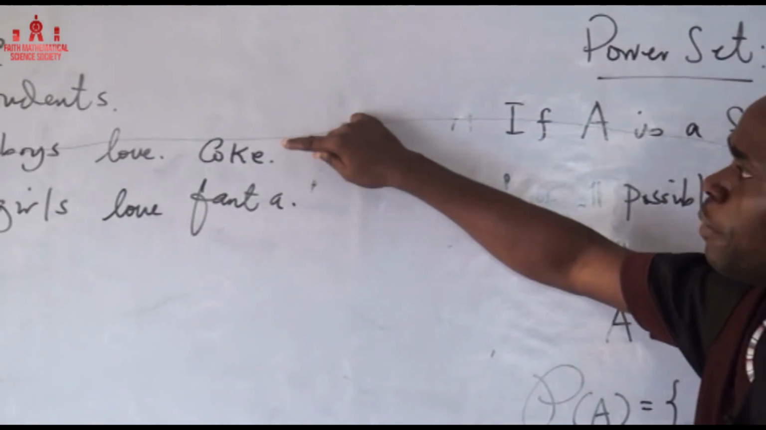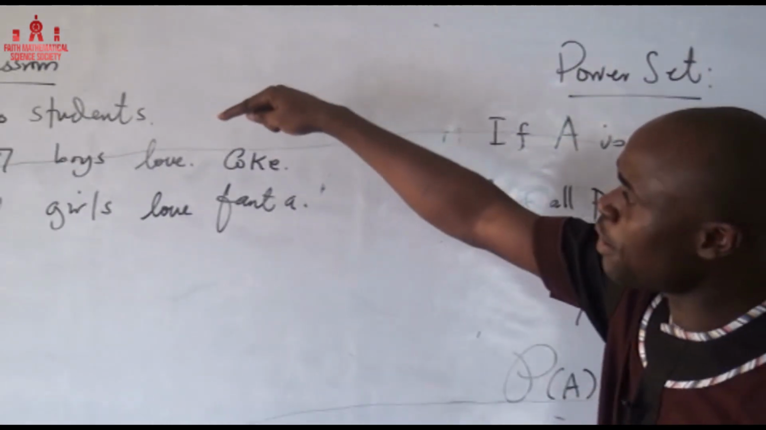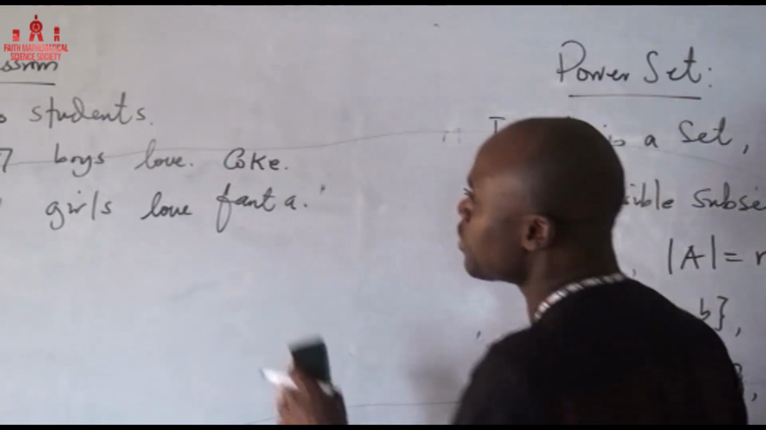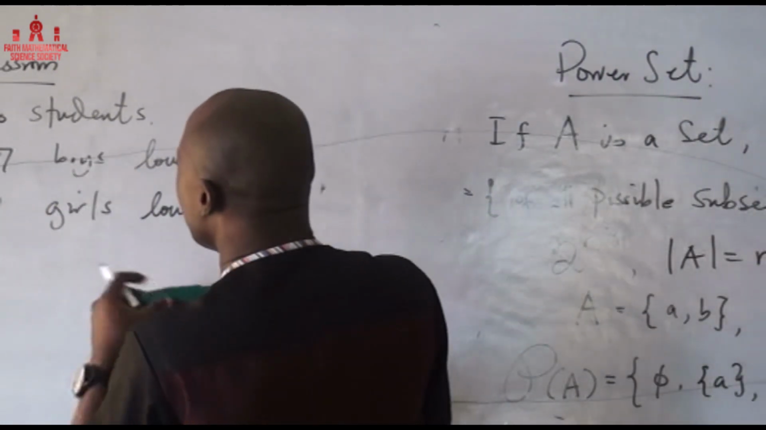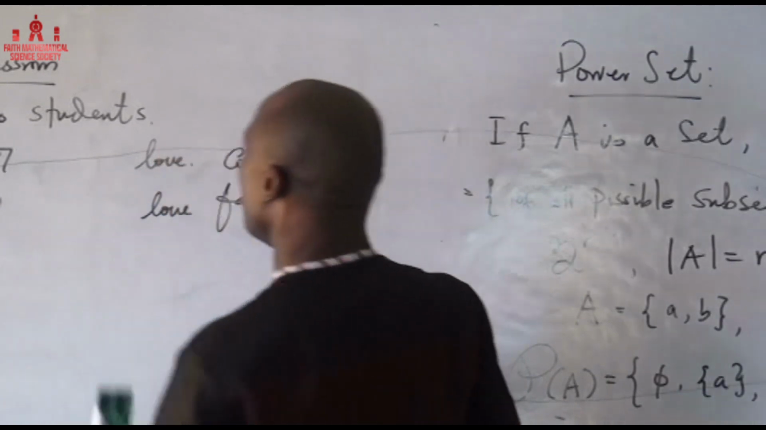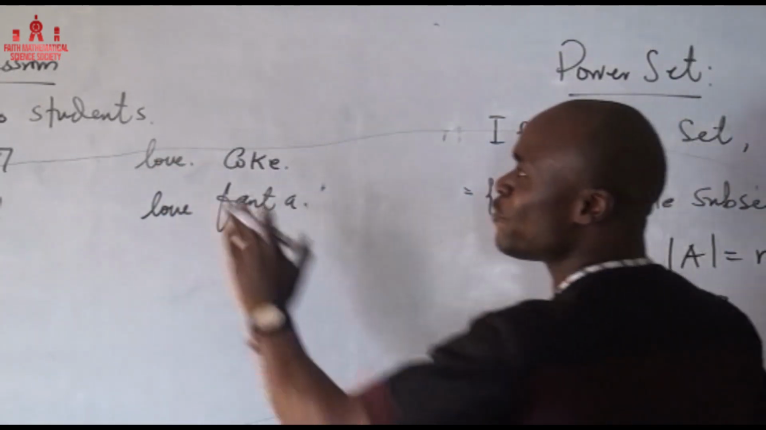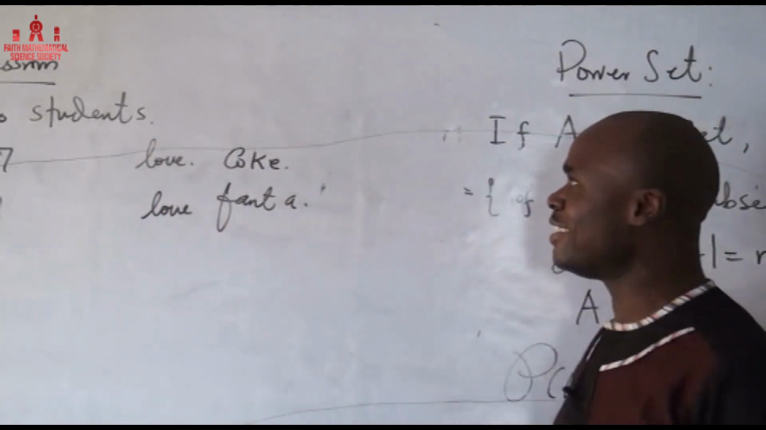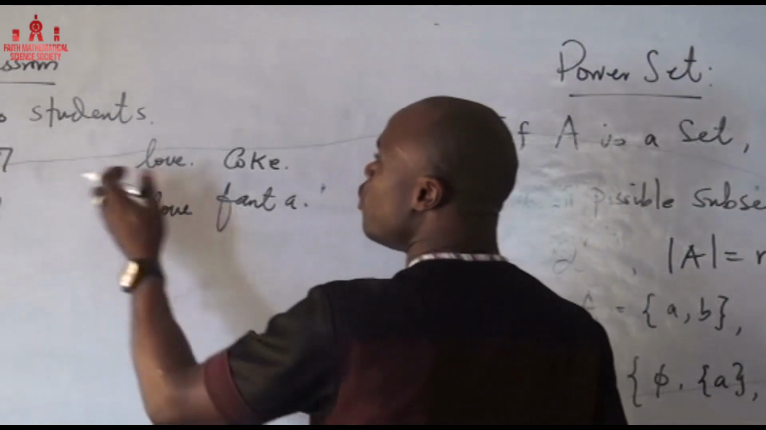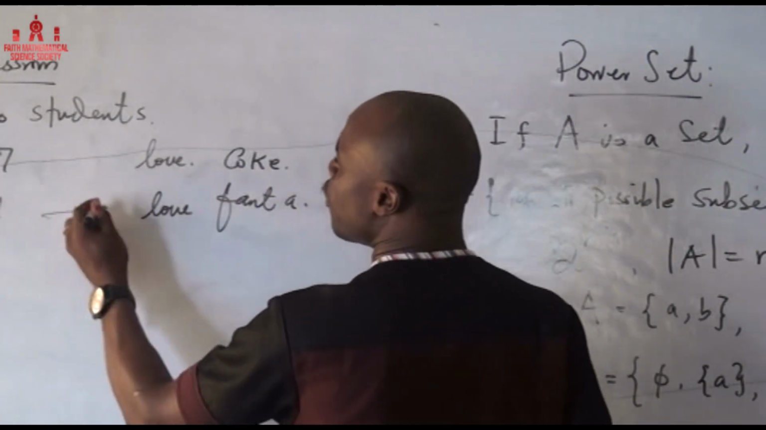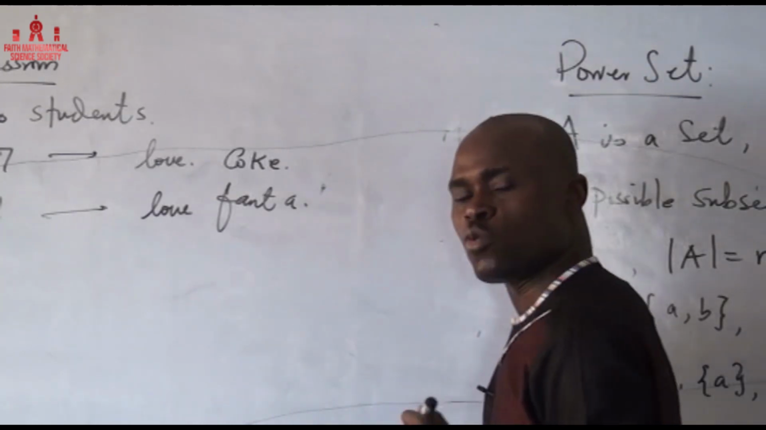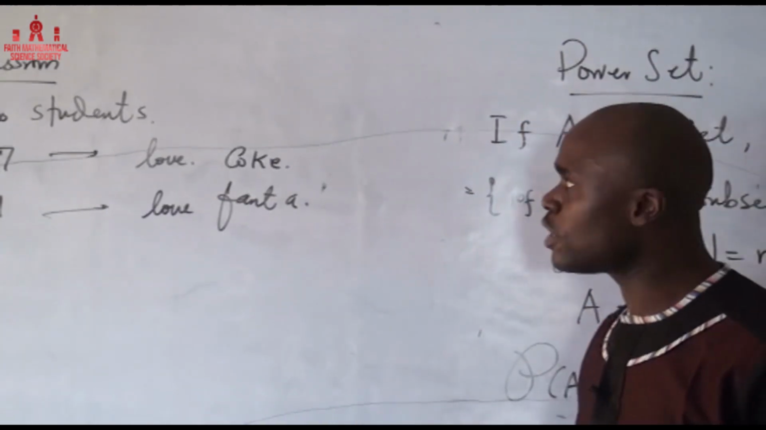So we want to know the number of students. Let me just leave the boys and girls. Let's just say 50 students, so we don't know which ones are boys and girls. I think it's better this way. So 27 love Coke and 31 love Fanta. We want to know how many students here love both Coke and Fanta.